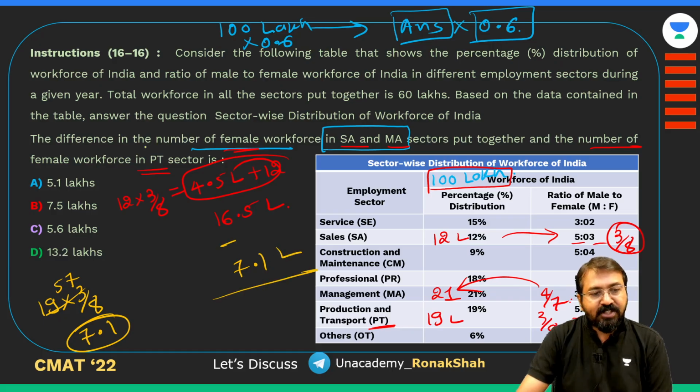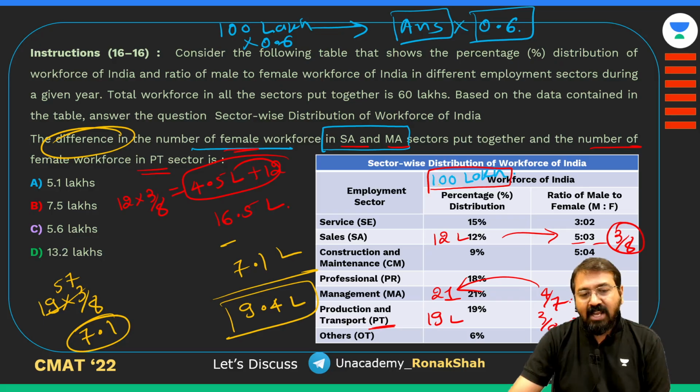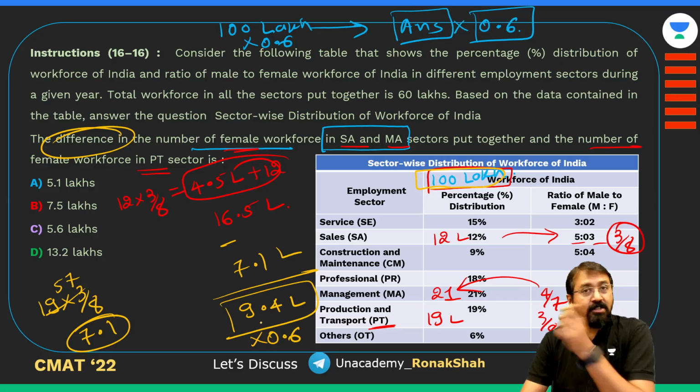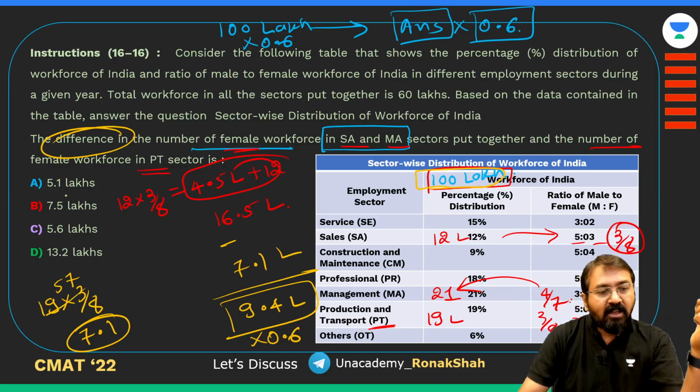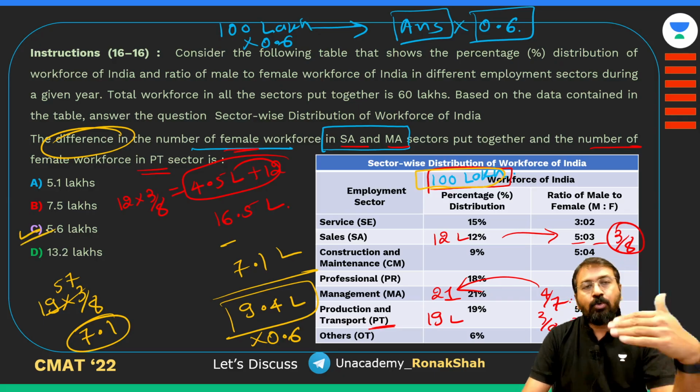So what is the difference? We need to take the difference of that. So it will come out to be what? 9.4 lakh. So this should have been my answer had the total value been 100, but it's 60 lakh, so I need to multiply this by 0.6. Now, 9 sixes are 54. So can I say my answer will be a little more than 5.4 lakh? Let's look for an answer which is a little more than 5.4 lakh.